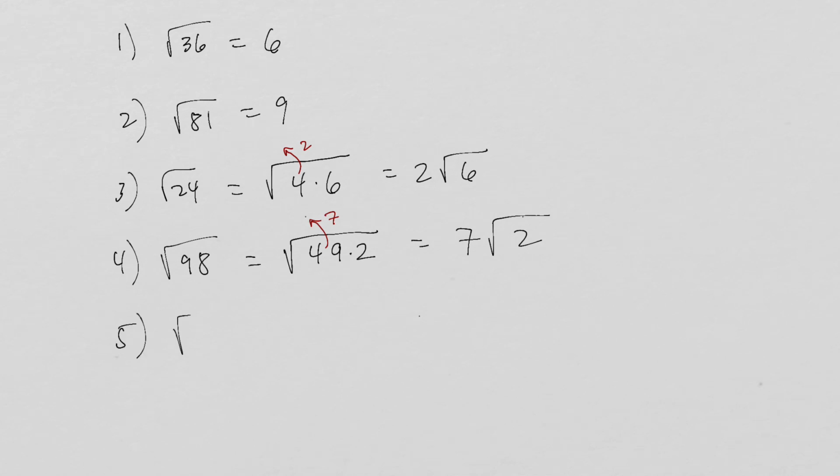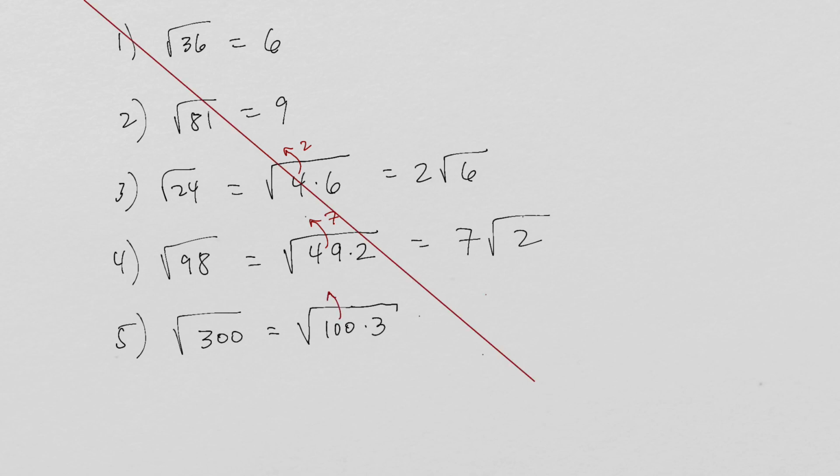Number 5 is the square root of 300. Well, 100 is a perfect square. So we can rewrite this as 100 times 3. Take out the 100 by square rooting it and get a 10. So this is going to be equal to 10 on the outside times the square root of 3.